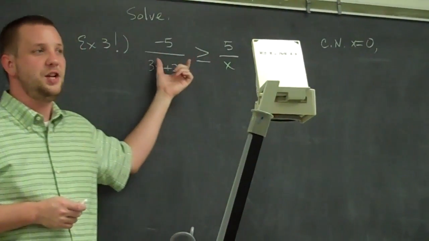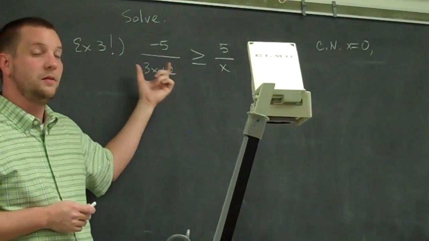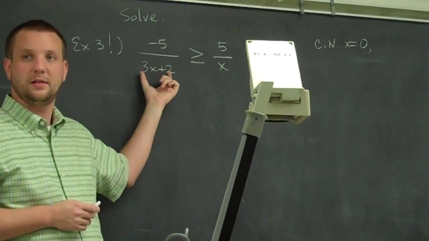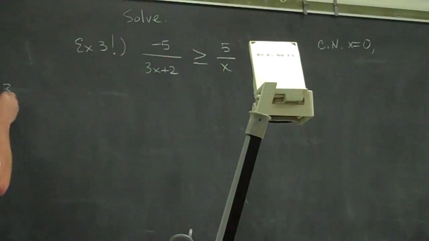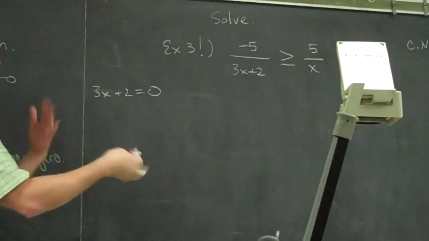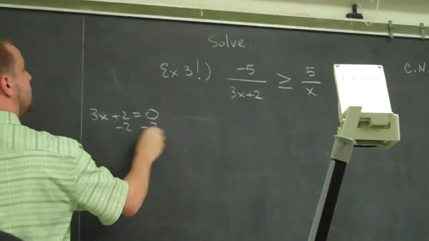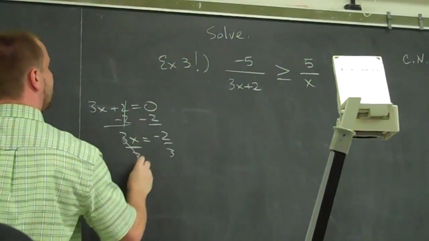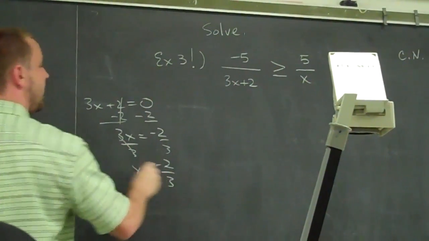Well, if you're in that how-do-you-know kind of category, what I really want to know is what value of x gives me 0 right here. I want the solution to that equation, right? When does 3x plus 2 equal 0? Solve it for x. Subtract your 2, divide by 3, and that's your other critical number.